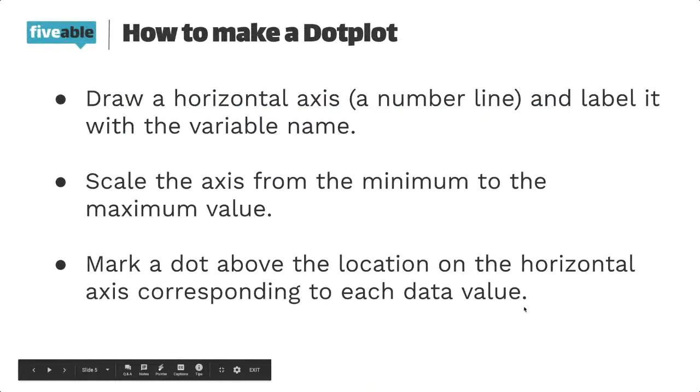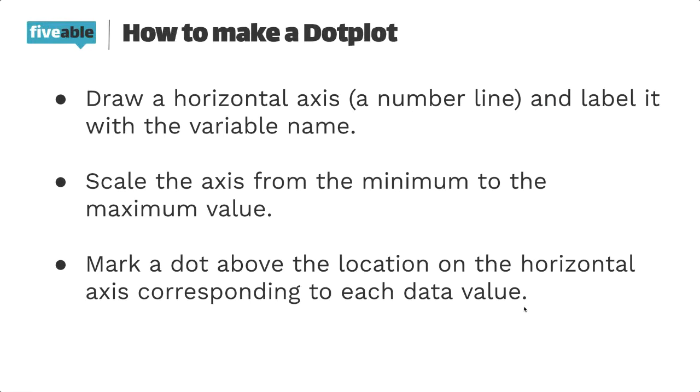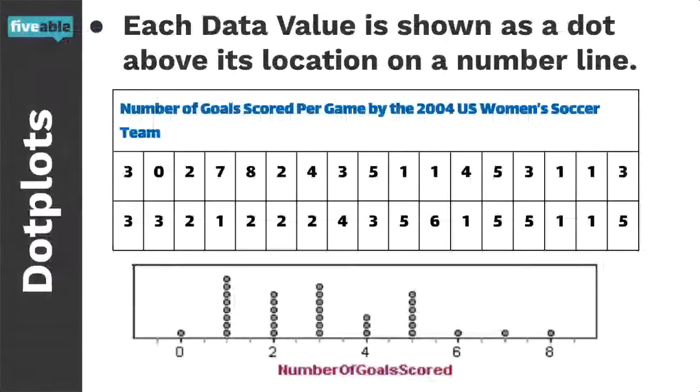So we're going to draw that horizontal line. We're going to scale it from the minimum to the maximum value. If we go back to our soccer goals, we obviously are not going to go into the negative because you can't score negative goals. But we're also not going to go past, let's say, 10, or in this case, 8. It doesn't make sense to make the x-axis of my dot plot go all the way to 100 because it's almost impossible to score 100 goals in a soccer game.